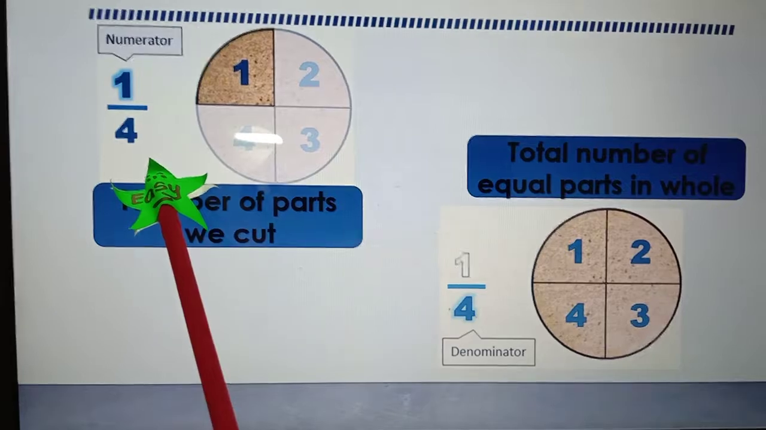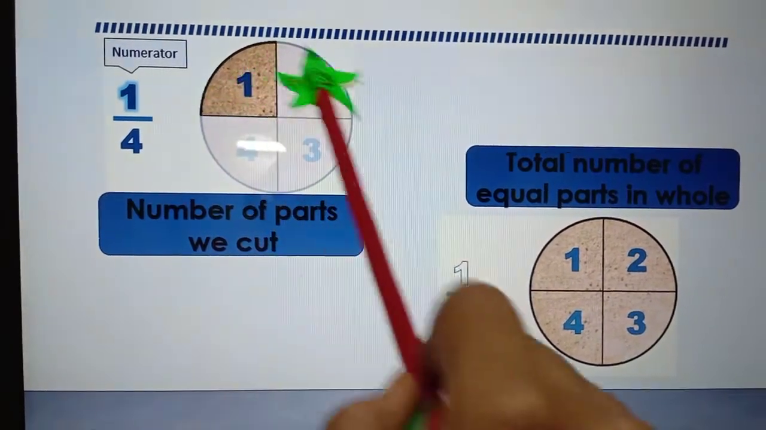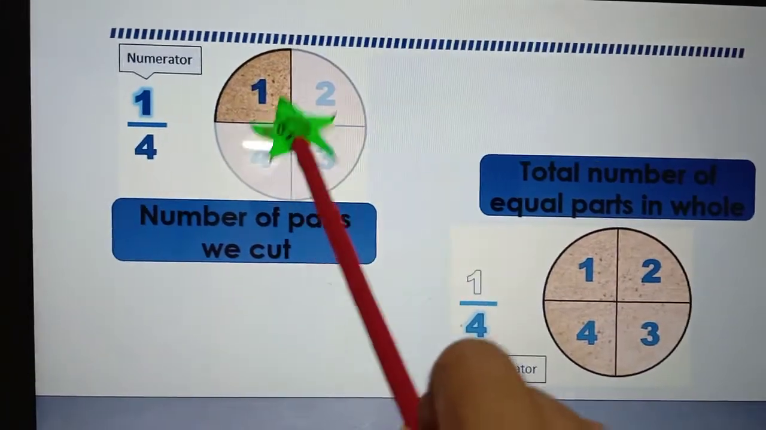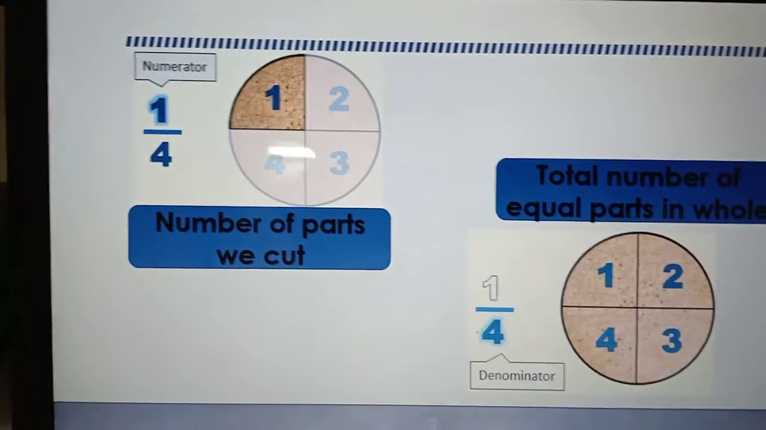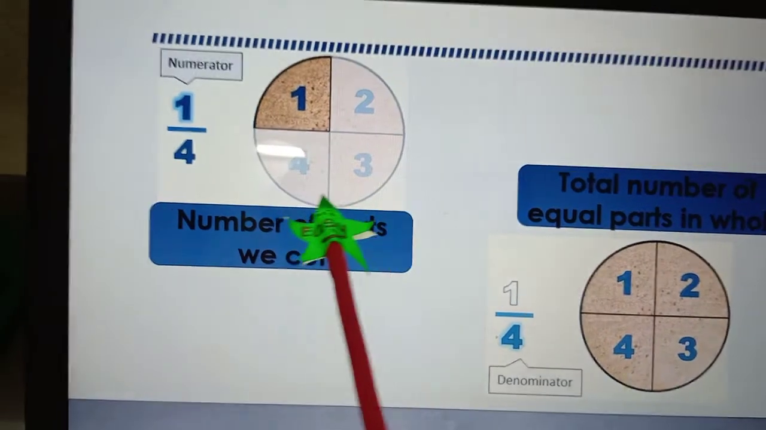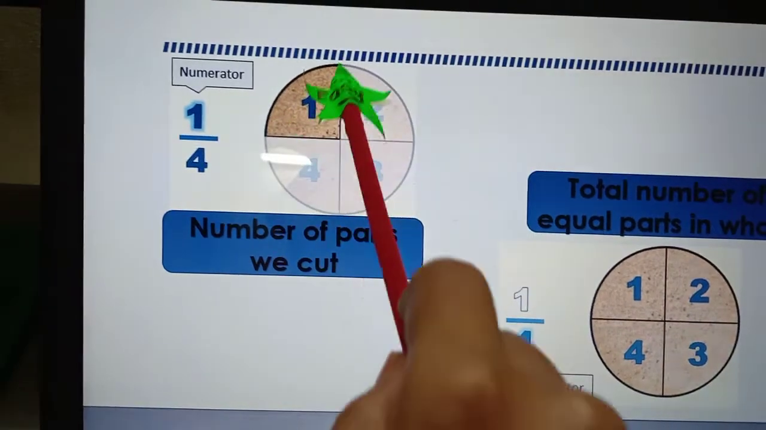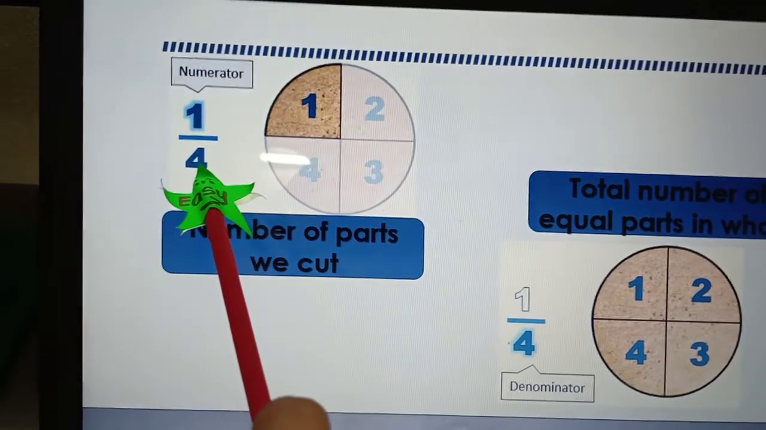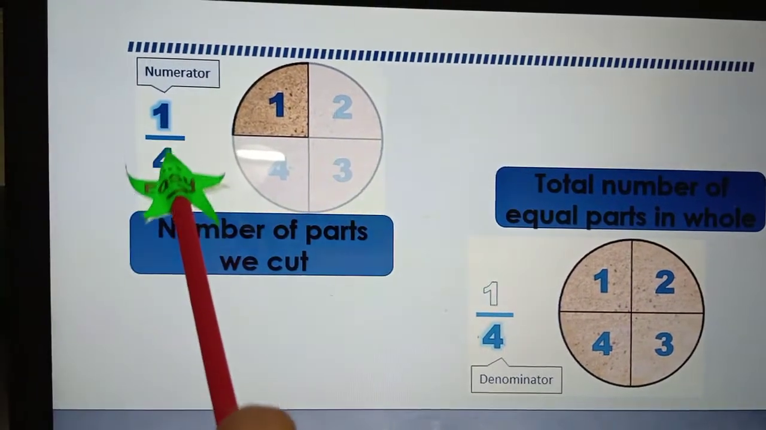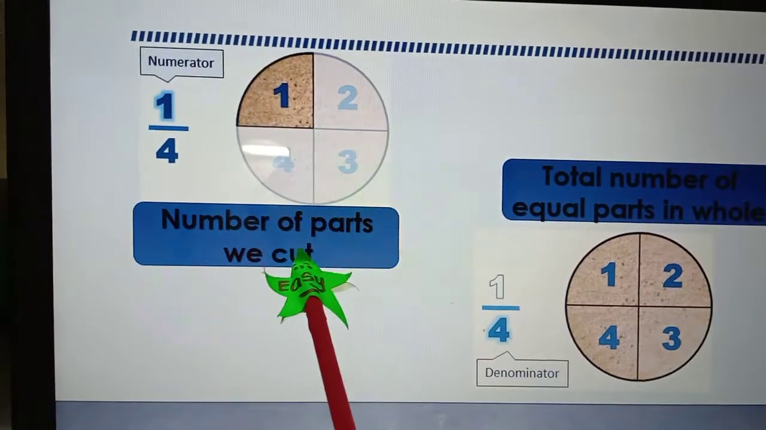Okay, when we write a fraction, we will have one number up and one number down, isn't it? If you see here, you must count the whole thing. 1, 2, 3 and 4. Okay, 4 parts. We divide this shape into 4 parts. Then I only take 1. So I write the fraction for this part as 1/4.